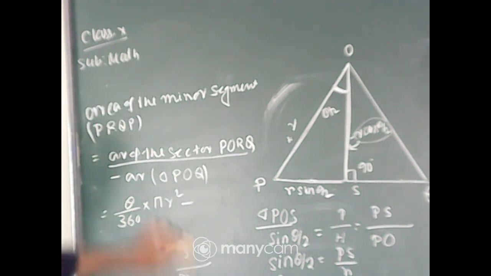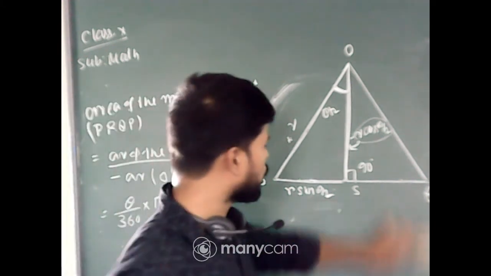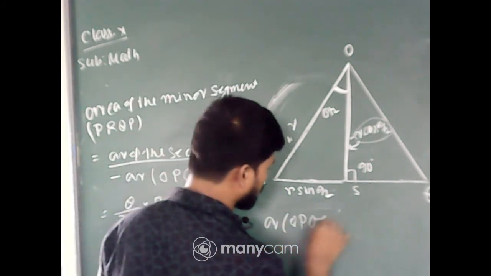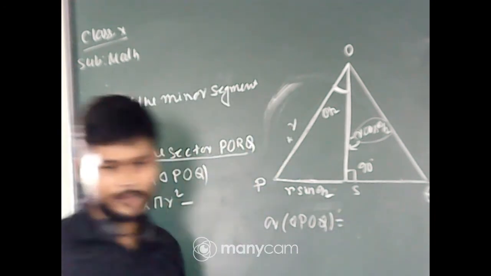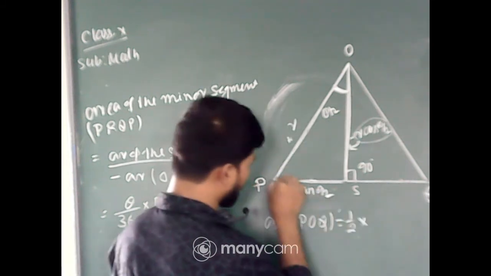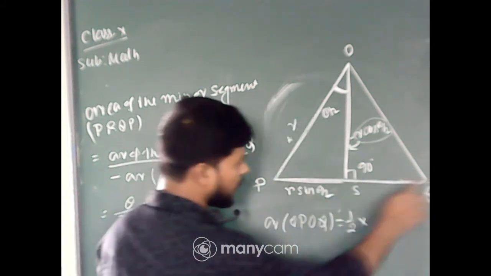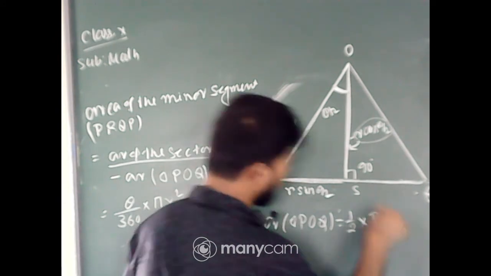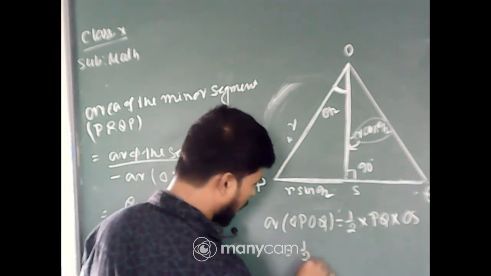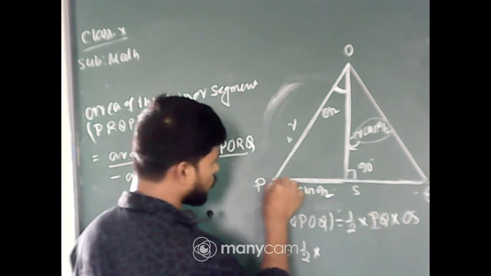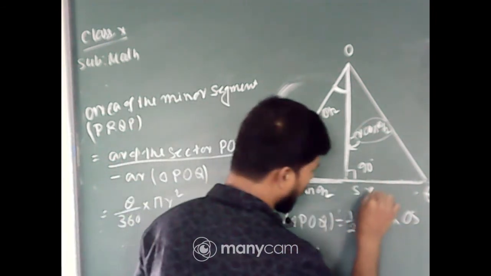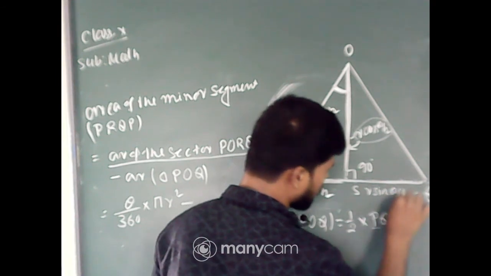Now we want to find the area of the triangle POQ. We know the formula is half into base into height, isn't it? So half into base. What is the value of the base? This is PQ, into height, which means OS. Okay, what is the value of PQ? Look, this is R sine theta by 2, and that will also be R sine theta by 2.